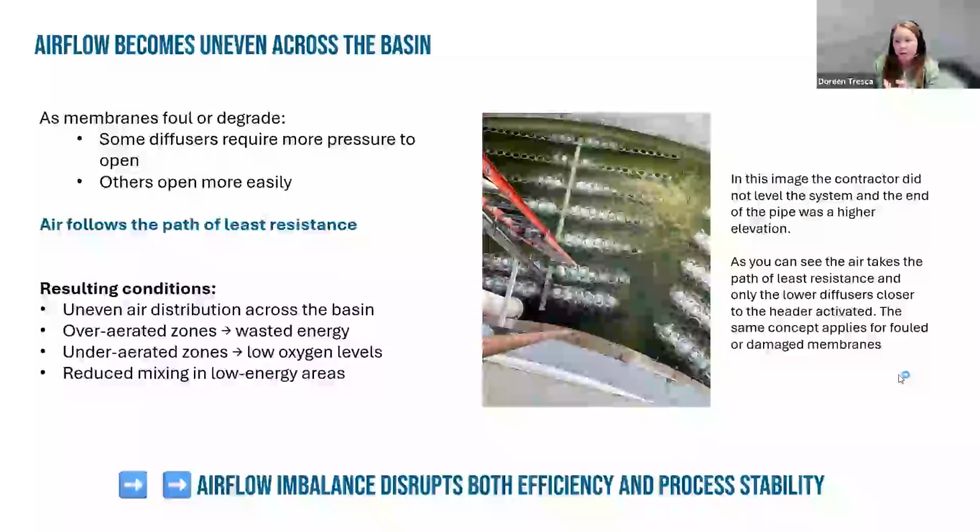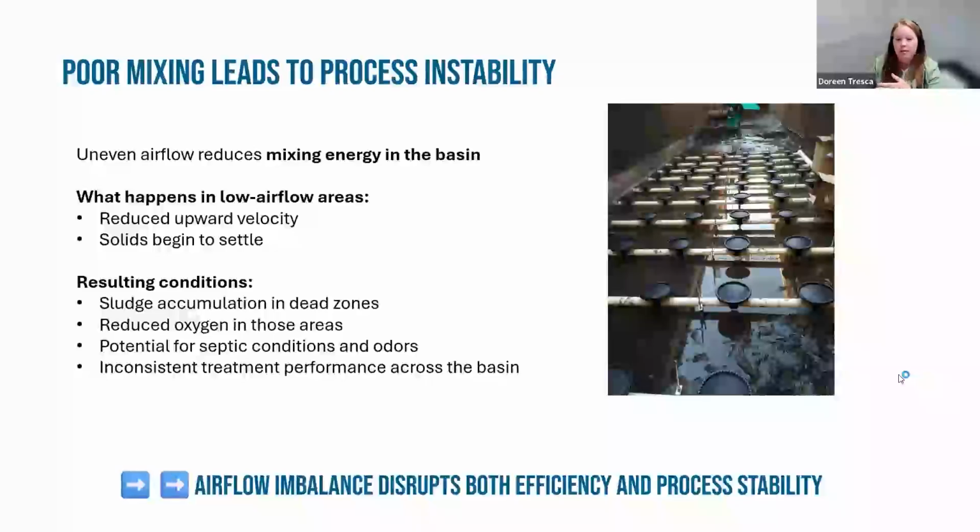What does poor mixing lead to? Poor mixing leads to process instability. As airflow becomes uneven, it doesn't just affect the oxygen, it also impacts mixing within the basin. In the areas where the airflow is reduced, the upward velocity from aeration decreases. That's going to reduce mixing energy and allows the solids to begin settling out of suspension.